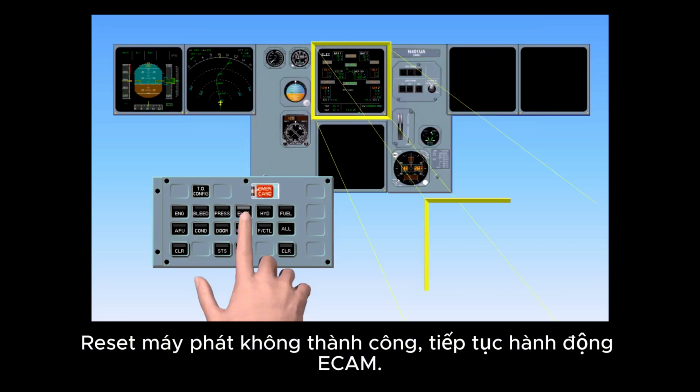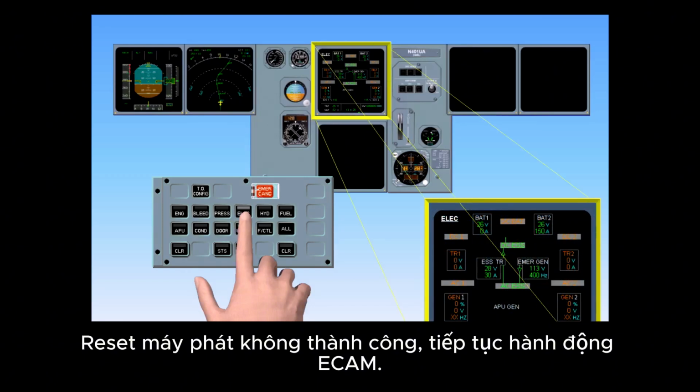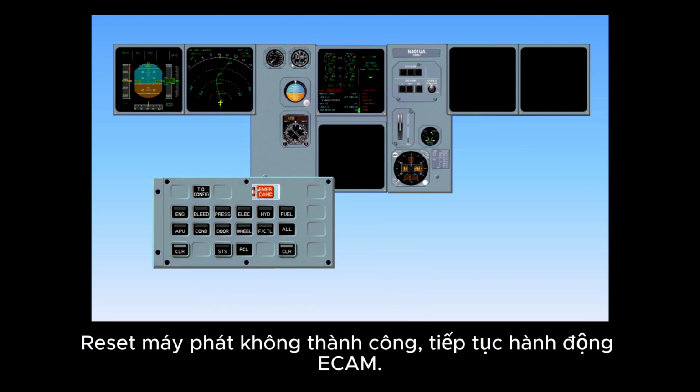On the electric page, note that the emergency generator supplies the AC essential bus, the essential TR, and the DC essential bus. By releasing the ECAM electric push button, the engine warning display is again displayed on the upper ECAM.